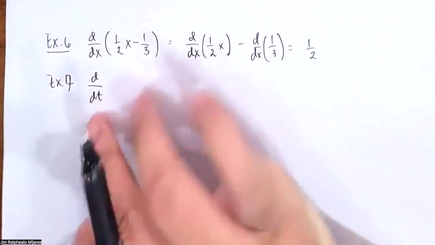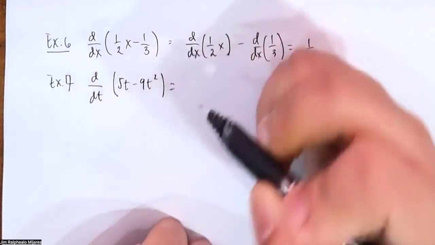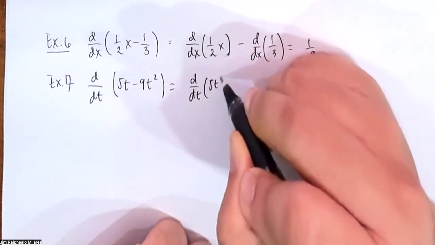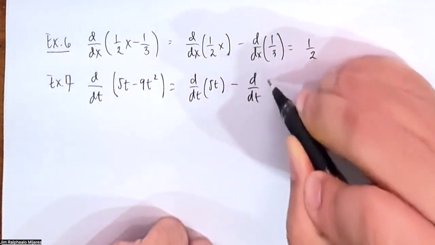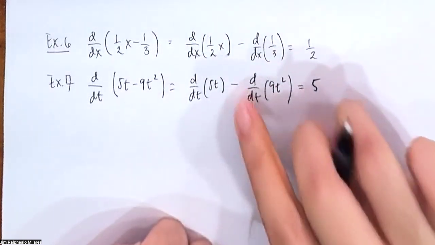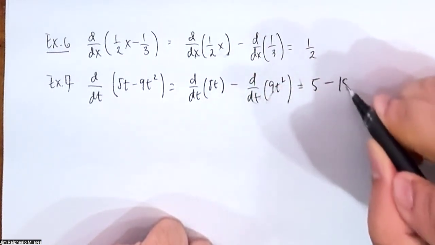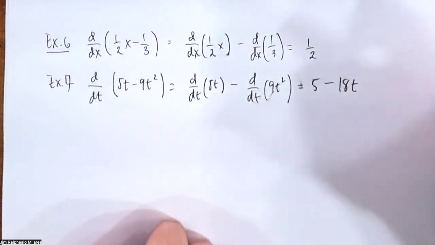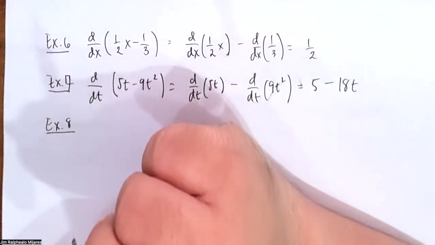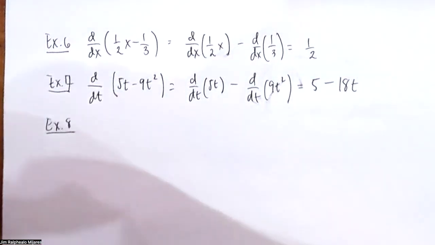What's the derivative with respect to t of 5t minus 9t squared? Okay. Again, you can imagine that this happens. So this becomes 5 minus the derivative of this expression right here, which is 18t.